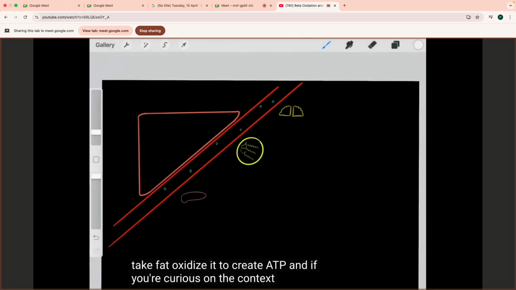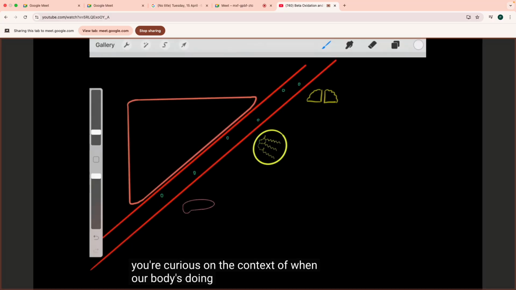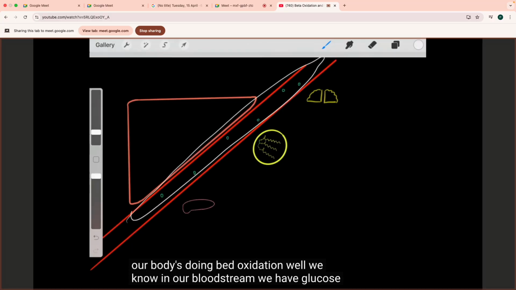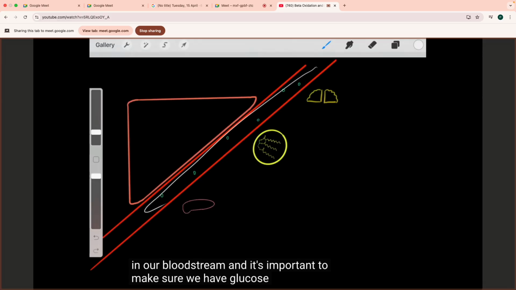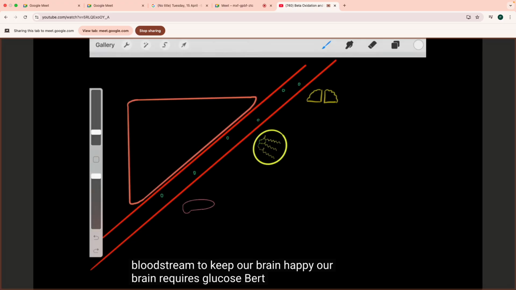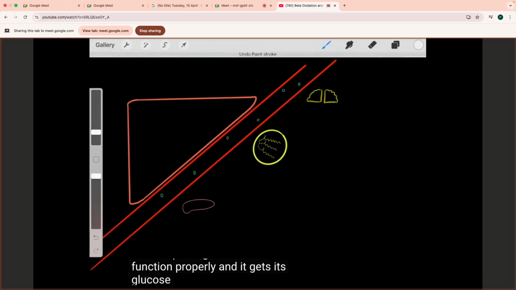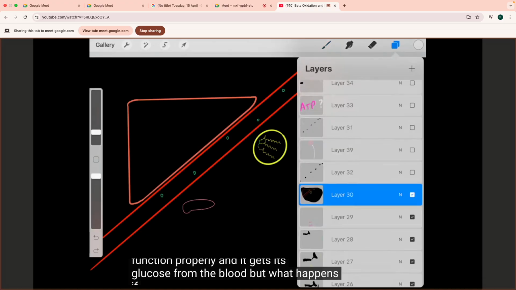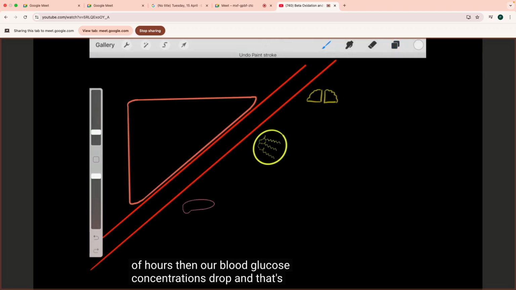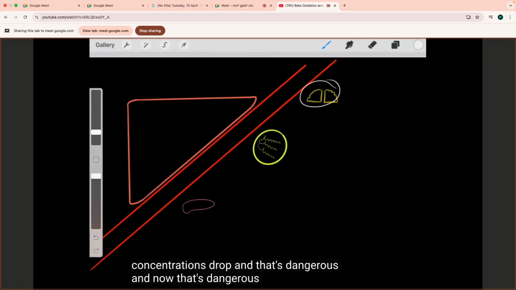And if you're curious about the context of when our body is doing beta oxidation, well, we know we have glucose in our bloodstream. And it's important to make sure we have glucose in our bloodstream to keep our brain happy. Our brain requires glucose to function properly, and it gets its glucose from the blood. But what happens if we haven't eaten a meal for a couple of hours? Then our blood glucose concentrations drop, and that's dangerous for the brain because now it doesn't have a source of energy.